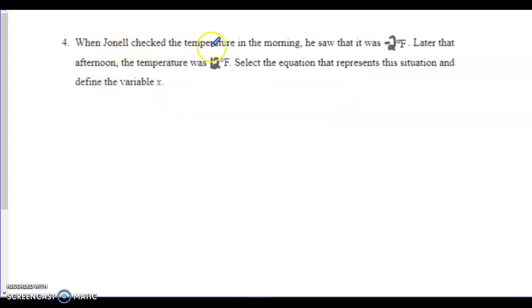When Janelle checked the temperature in the morning, she saw it was negative 2 degrees Fahrenheit. Later that afternoon, the temperature was 12 degrees Fahrenheit. Select an equation that represents this situation and define the variable x.